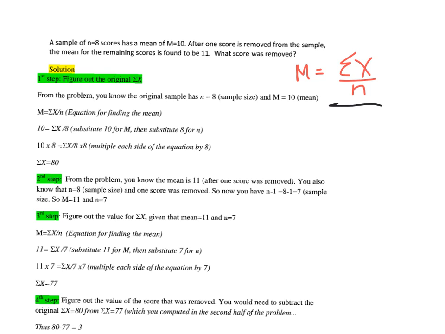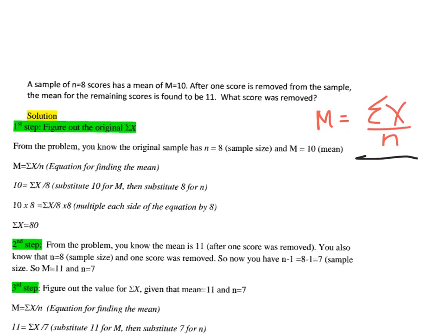Essentially, you have a problem here at the top of the page. A sample of n equals 8 scores has a mean of 10. So you would think of that as being your first problem, where you're going to have to find the sum of x. Then you're going to have a second problem, which is: after one score is removed from the sample, the mean for the remaining scores is found to be 11. And then finally, the last part of your problem, the one you would have to find the final answer for, is what score was removed. So this is broken down into three separate problems.